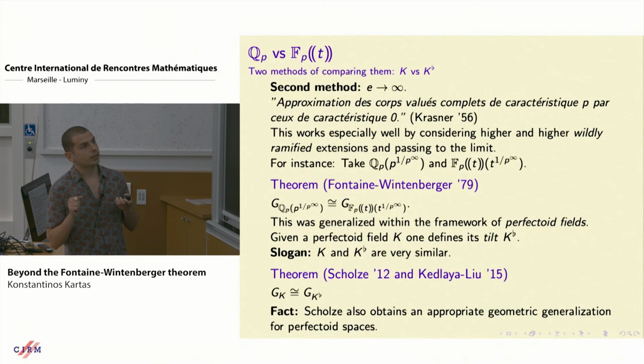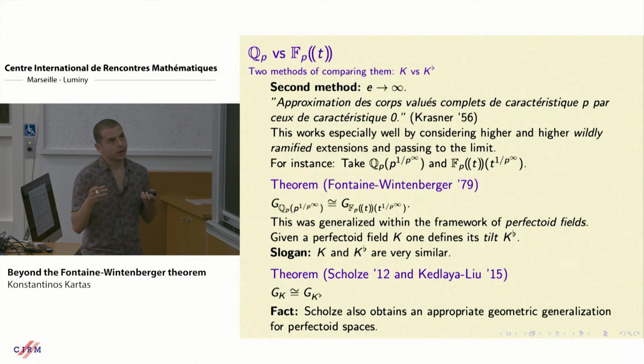And I should say that Scholze also obtains a geometric generalization of this arithmetic statement for certain geometric objects which he calls perfectoid spaces. And in some sense, this theorem of Fontaine-Wintenberger, or the generalized version, is just a glimpse in dimension 0. It's just about points.